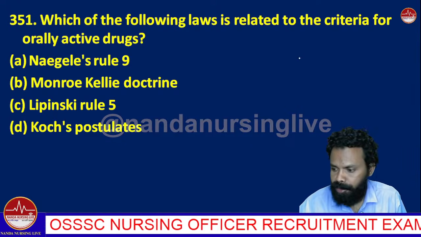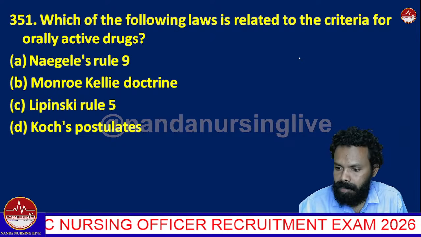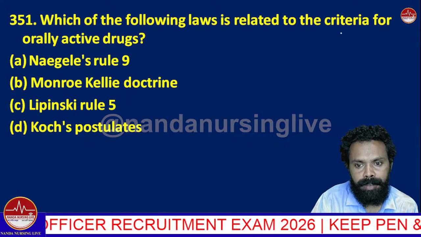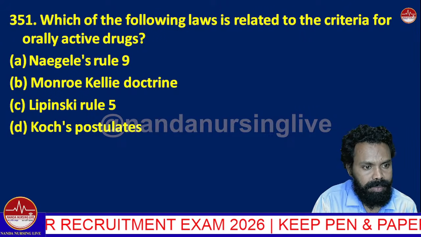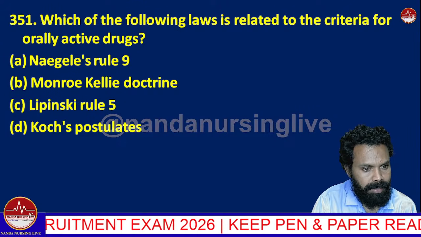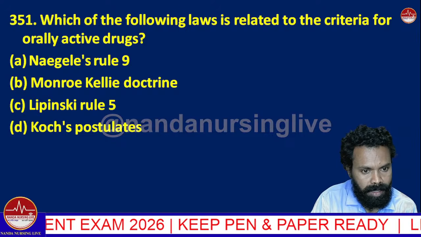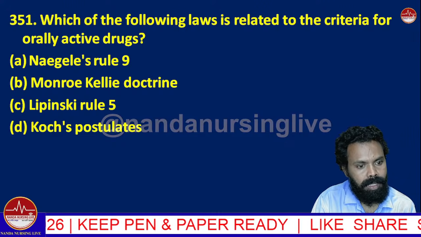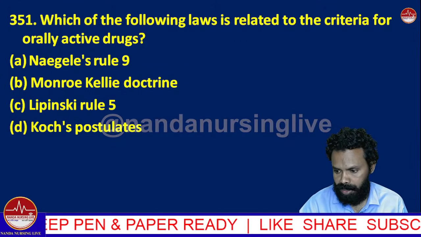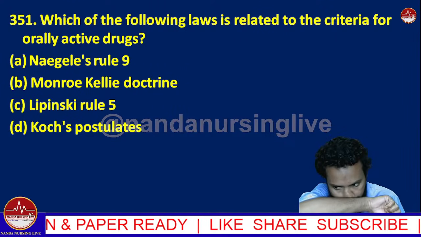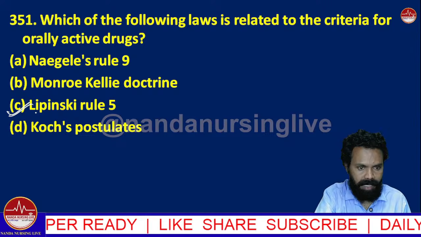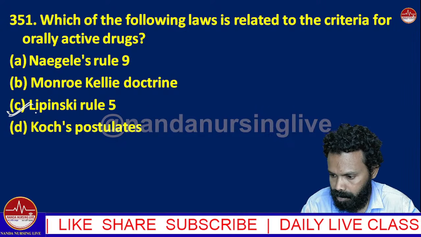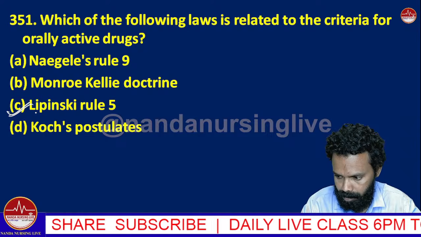Next question number 351. Which of the following laws is related to the criteria for orally active drugs? Option A Nagel's rules, option B Monroe-Cayley doctrine, option C Lipinski rule 5, option D Koch's postulates. So the correct answer is Lipinski rule 5, right?